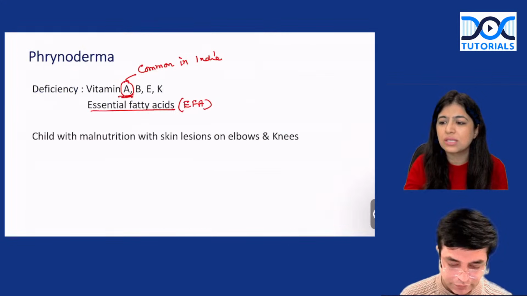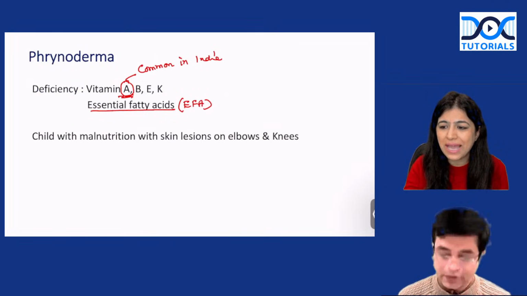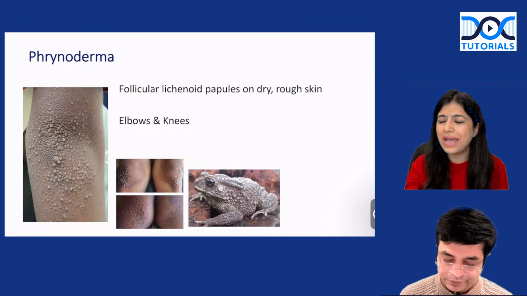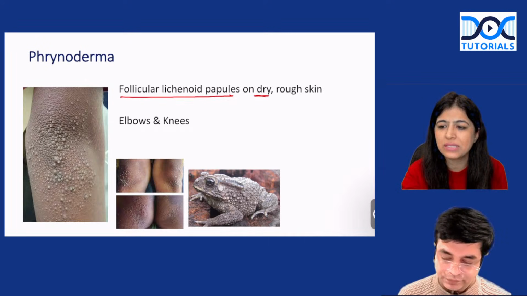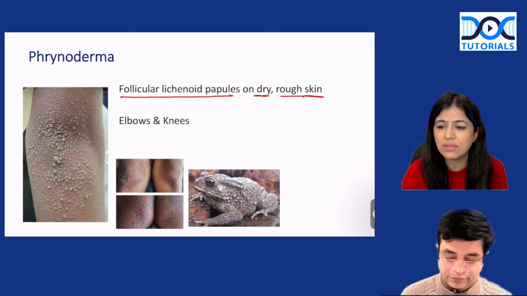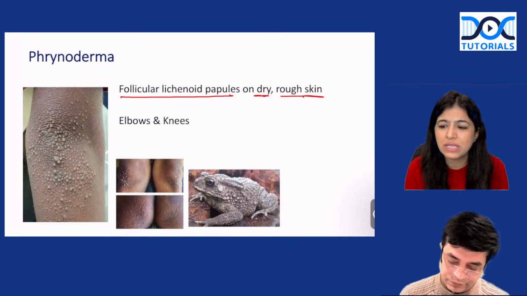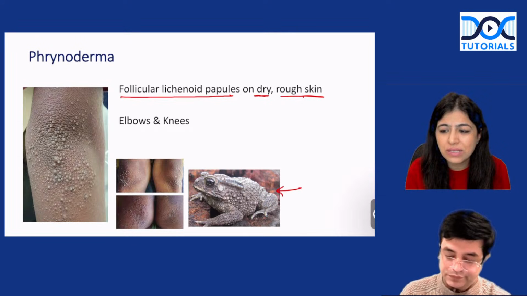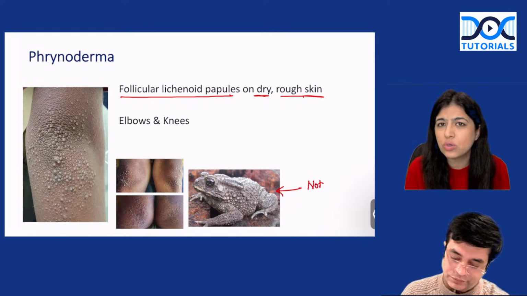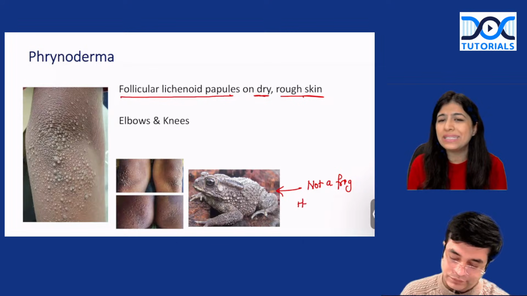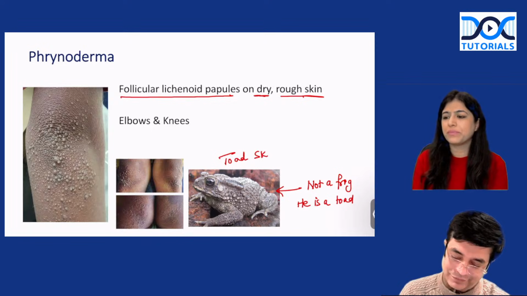When you look at the lesions, you see that they can be present on elbows, knees, and as the image shows, these are all follicular papules which are arising on a dry, rough skin. This background dry, rough skin is a very important thing. You see at the other two small images, lesions on the buttocks as well as the knees. And this dry, bumpy appearance of the skin is similar to what a toad looks like. So this is also called toad skin. Another name for Phrynoderma is toad skin.